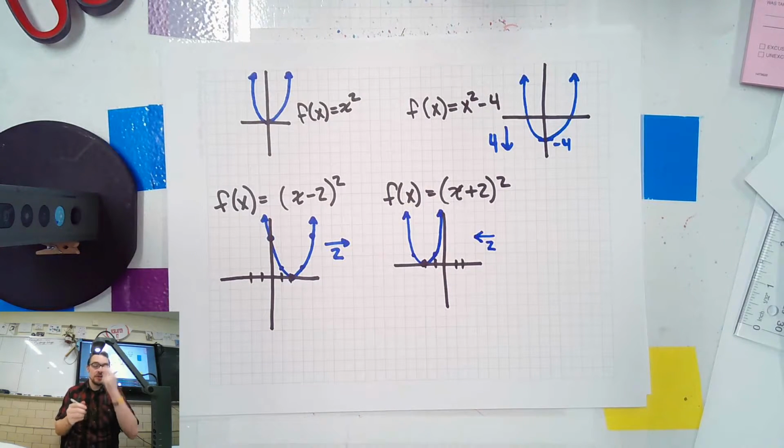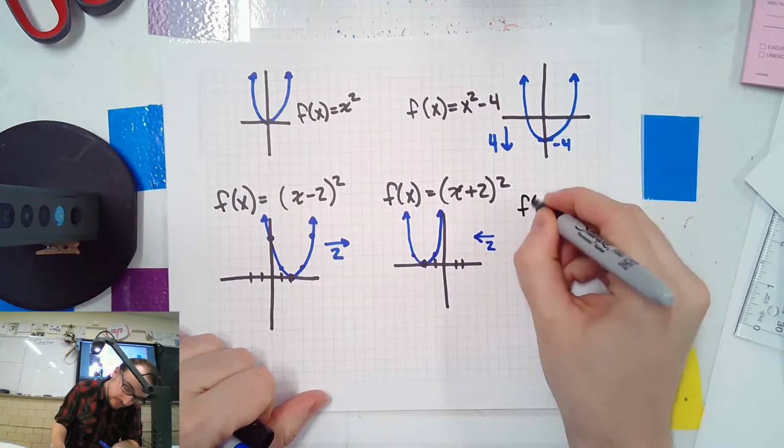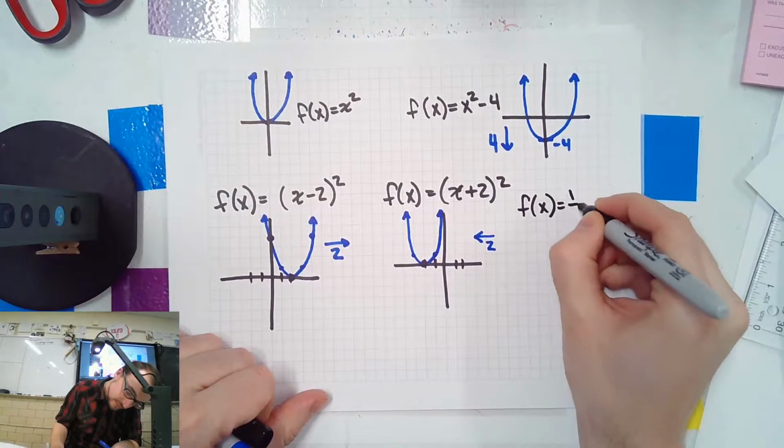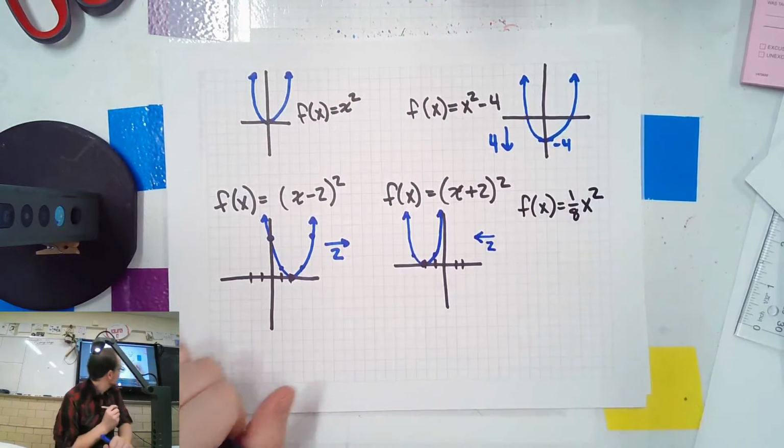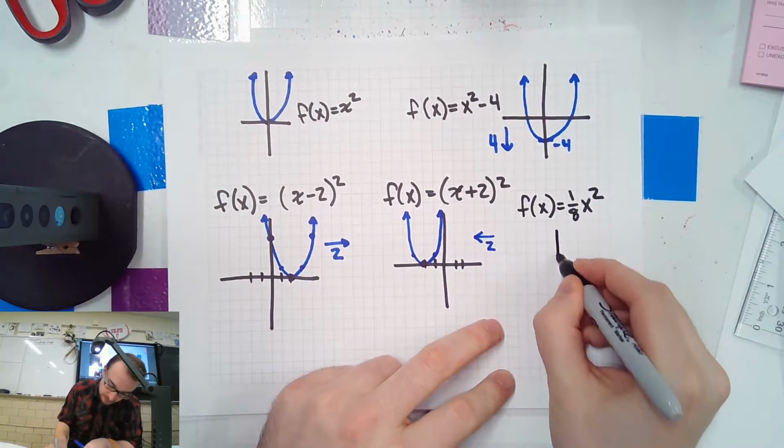All right, what about thinner and wider? What's that going to do to our parabola?